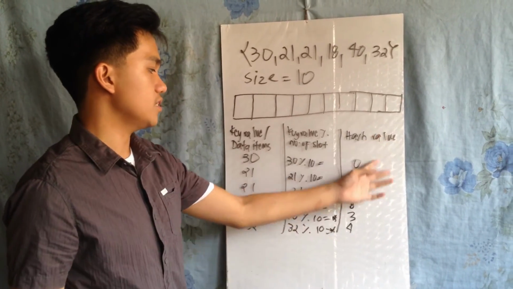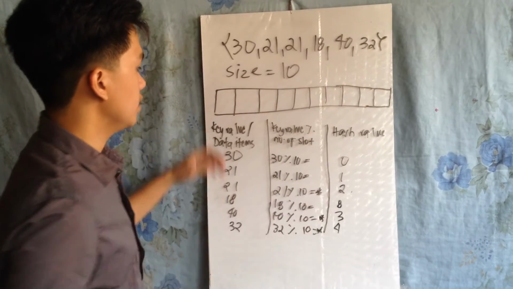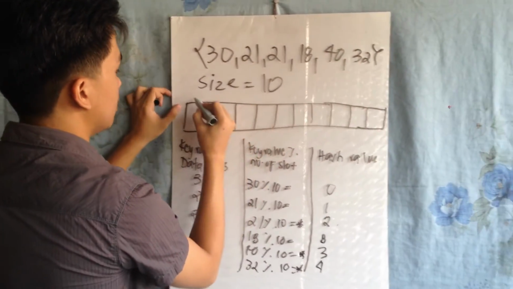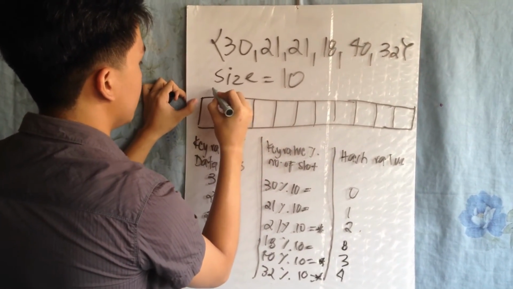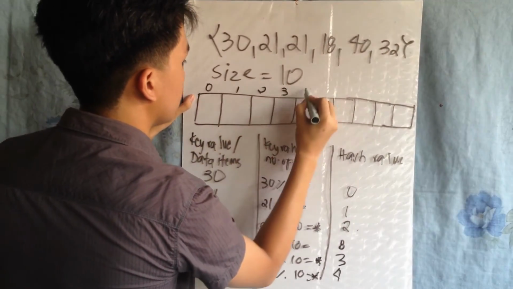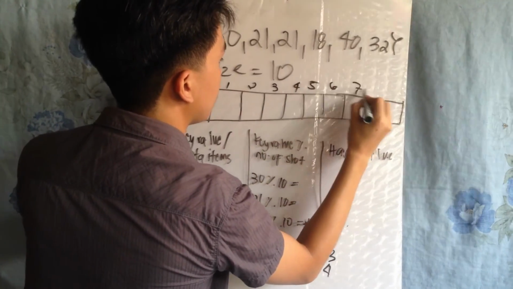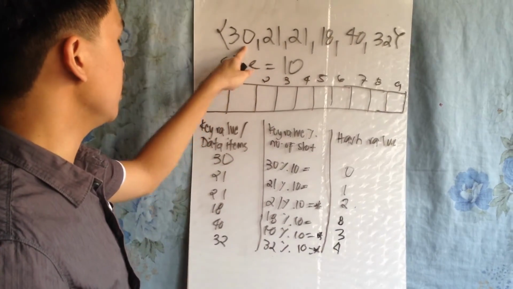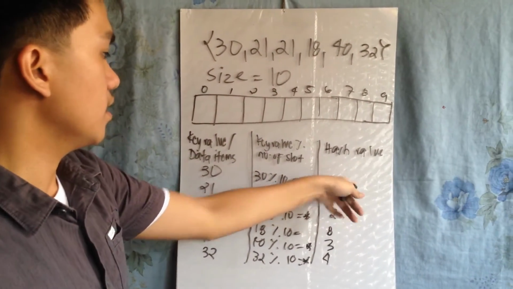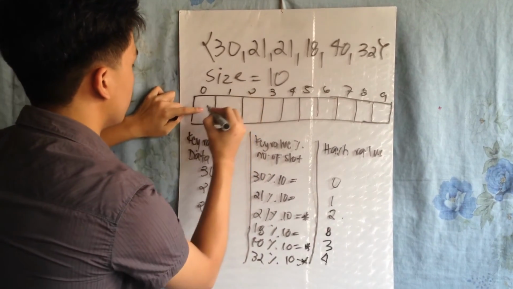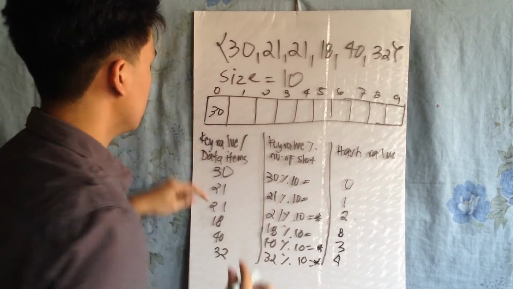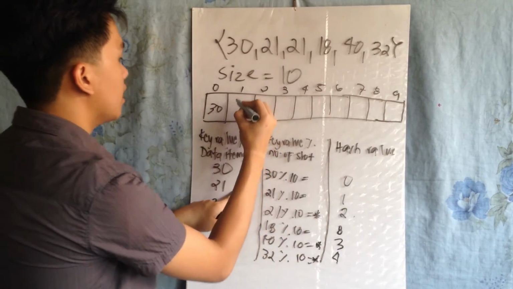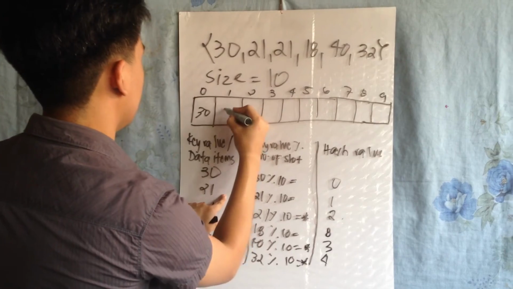So, now we're done computing everything. We'll place them in the hash table. Our hash table has a size of 10, or hash values up to 9. 0, 1, 2, 3, 4, 5, 6, 7, 8, 9. So, the key value 30 goes to hash value 0. So, 30. The key value 21 goes to hash value 1.